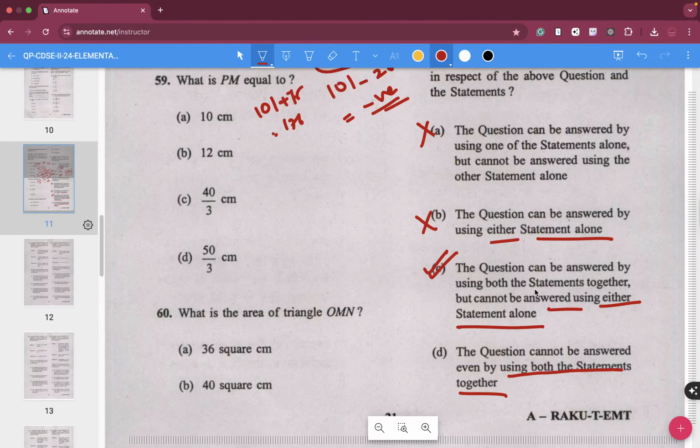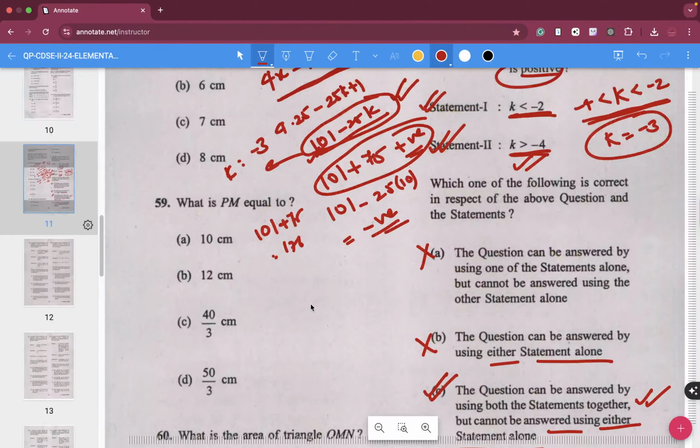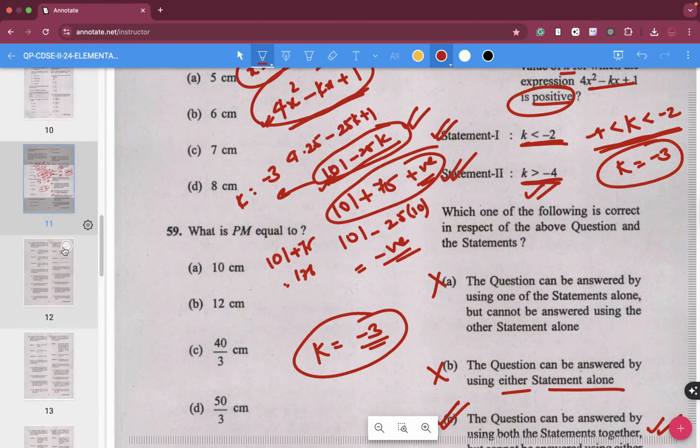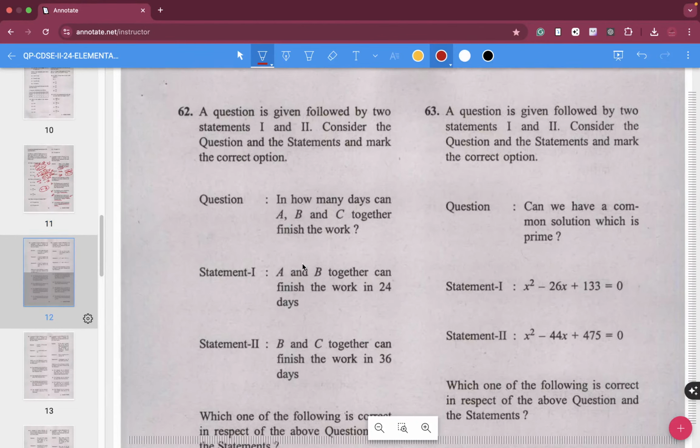No, this is not the case. By using both the statements together, we get a perfect value of k. K is equal to minus 3, and if we put that in the given equation, we get a positive value. So that is why we go ahead with C as the answer to this question.